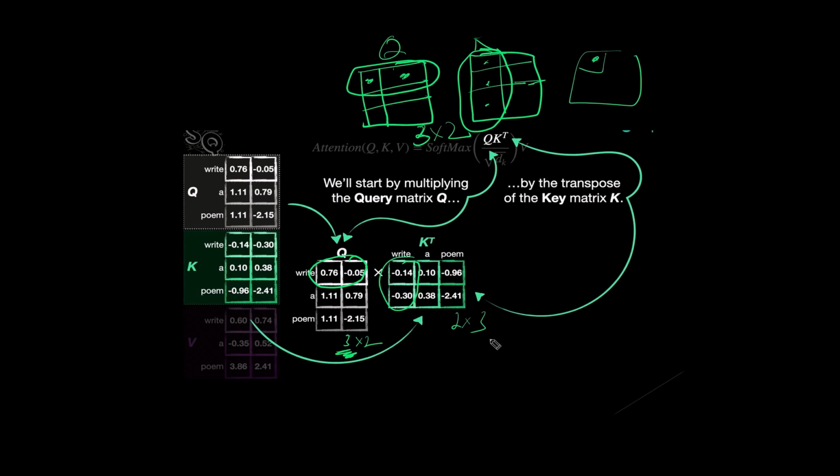To perform the multiplication, each element in the resulting matrix is calculated by taking a row from Q and multiplying it element-wise with a column from K transpose, then summing the results. For example, if the first row of Q has values 0.76 and negative 0.05, and the first column of K transpose has values negative 0.14 and negative 0.30, we multiply and sum them to get the first value of the output.